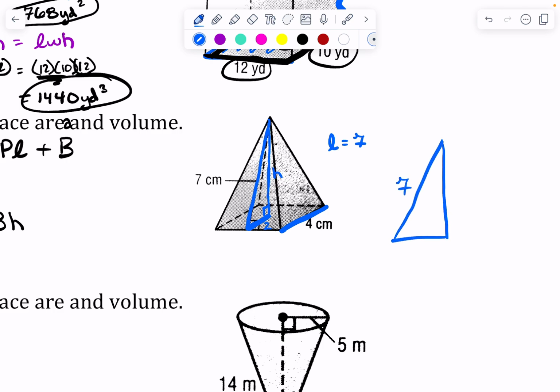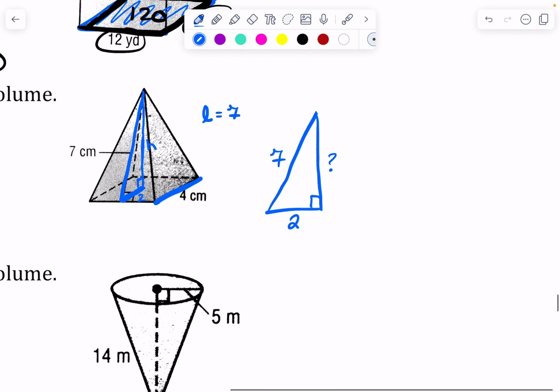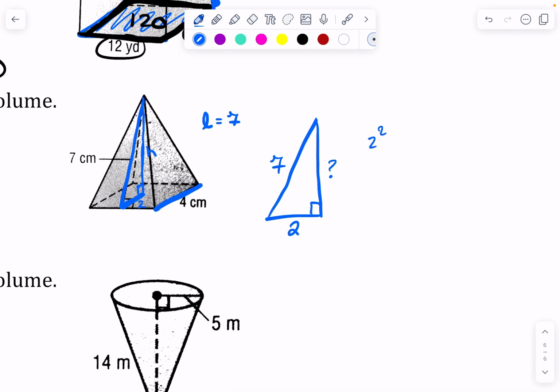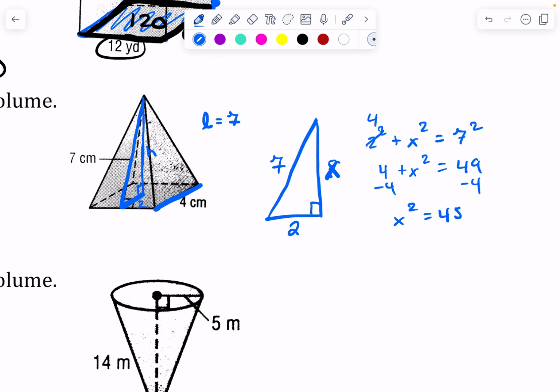Okay, so 7 is the slant height here, 2 is here, and then I want to find this, and that's going to be my regular height. So I'm going to do the Pythagorean theorem. 2 squared plus, let's call this guy x, x squared equals 7 squared. 2 squared is 4, so 4 plus x squared equals 49. And then let's subtract 4. So I get x squared equals 45, and the square root of that.